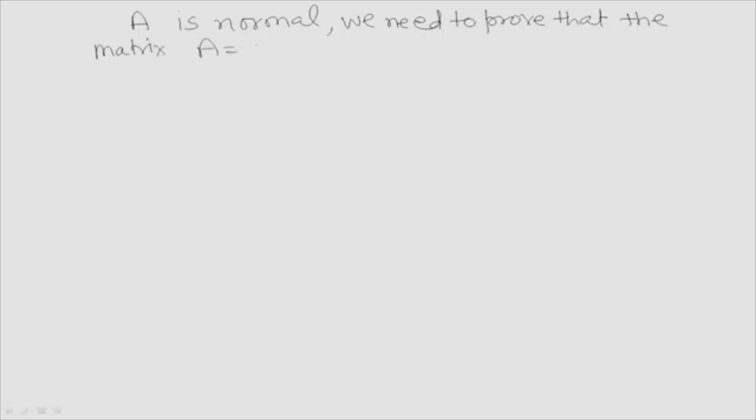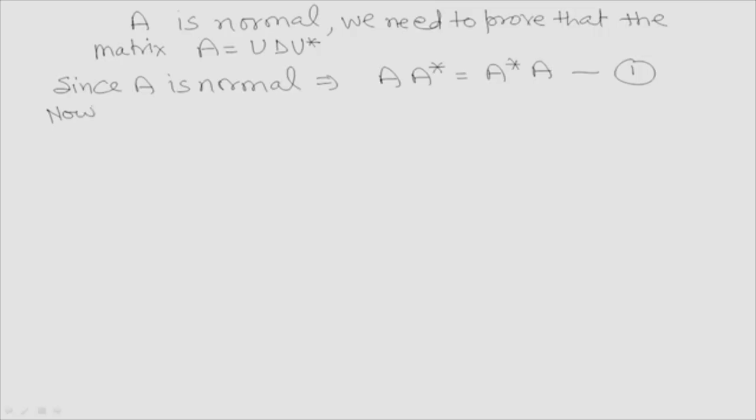Now see the other part of this. So here we are assuming that A is normal, and we need to prove that the matrix A is unitarily similar to a diagonal matrix, that is A equals U D U star, where U is a unitary matrix. So since A is normal, it means A into A star equals A star into A. Let us call this relation number 1.